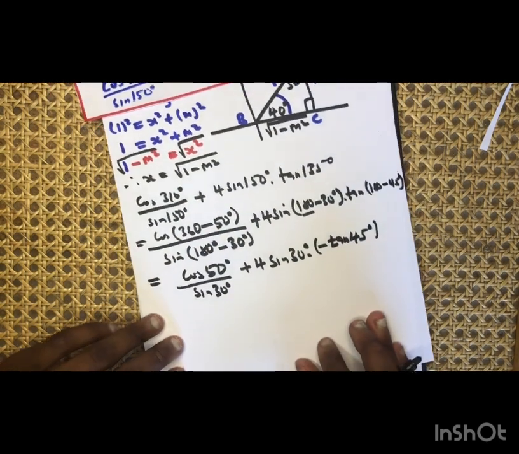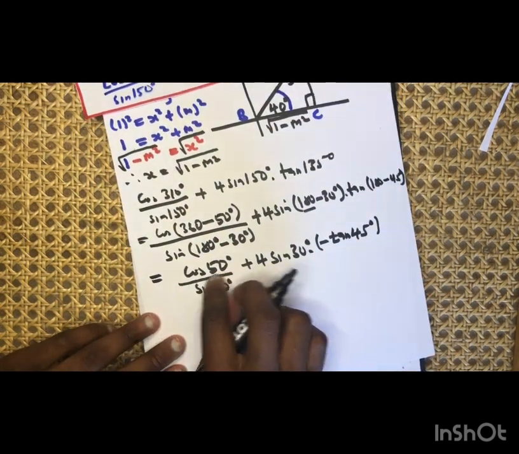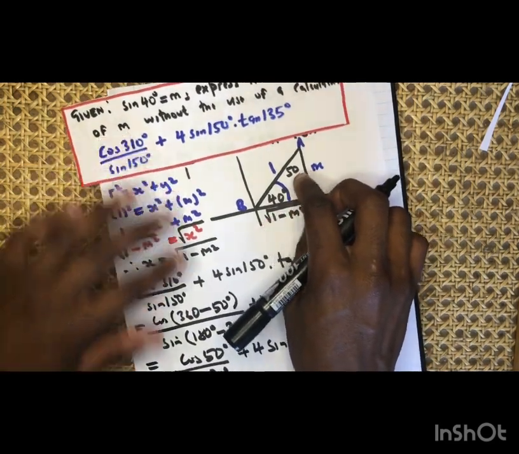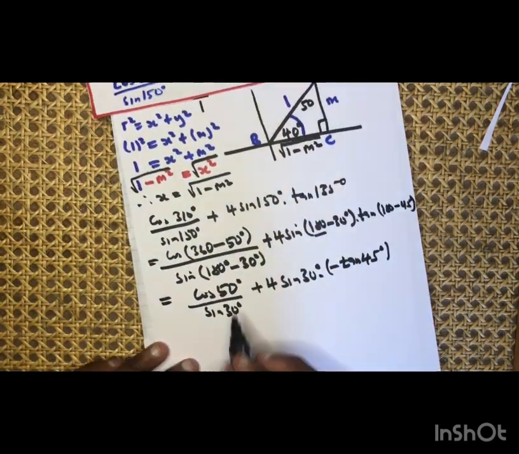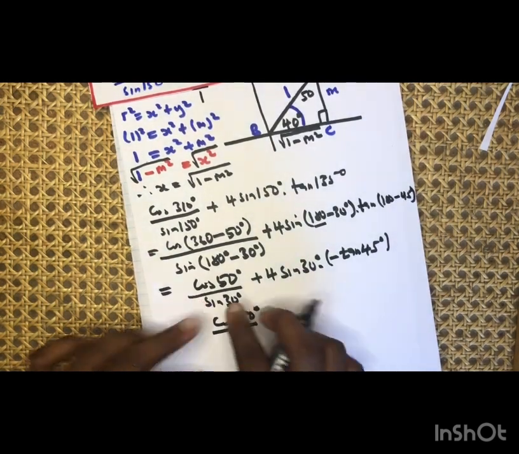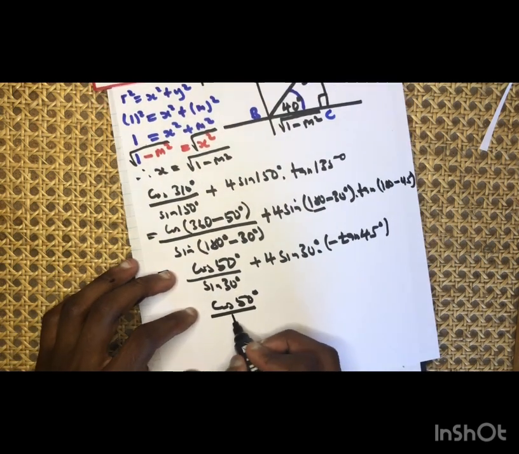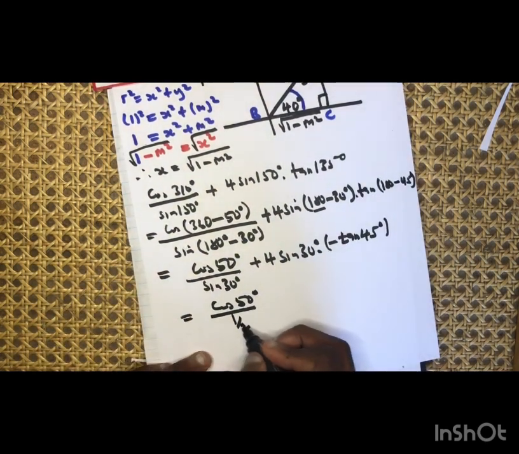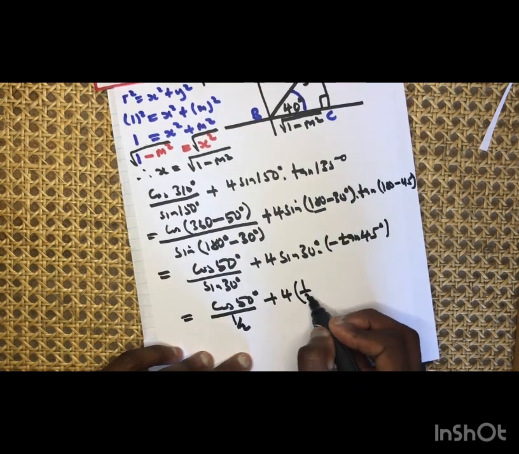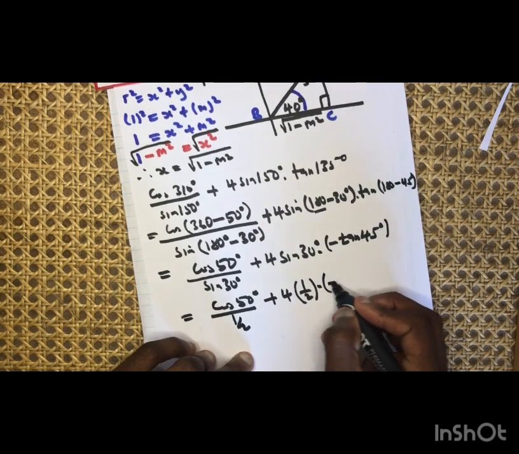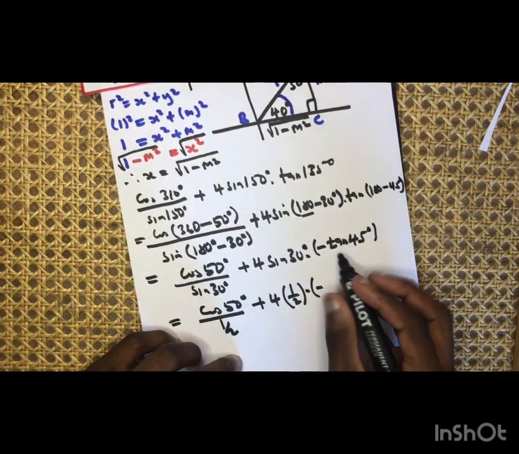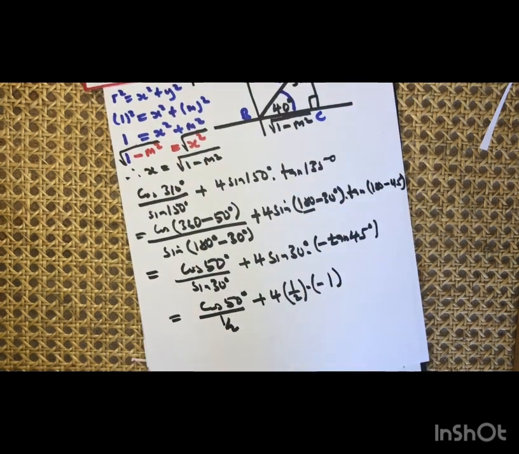45. Understand? So this cos 50, I'm going to leave cos 50 because we have a cos 50 on our diagram. So I'm going to say cos 50. So we know that by using your special angles, sine 30 is 1 over 2. 1 over 2 plus 4 into 1 over 2 again times negative, then tan 45. 45 is a special angle, tan 45 will give us 1. Then it will become negative 1.